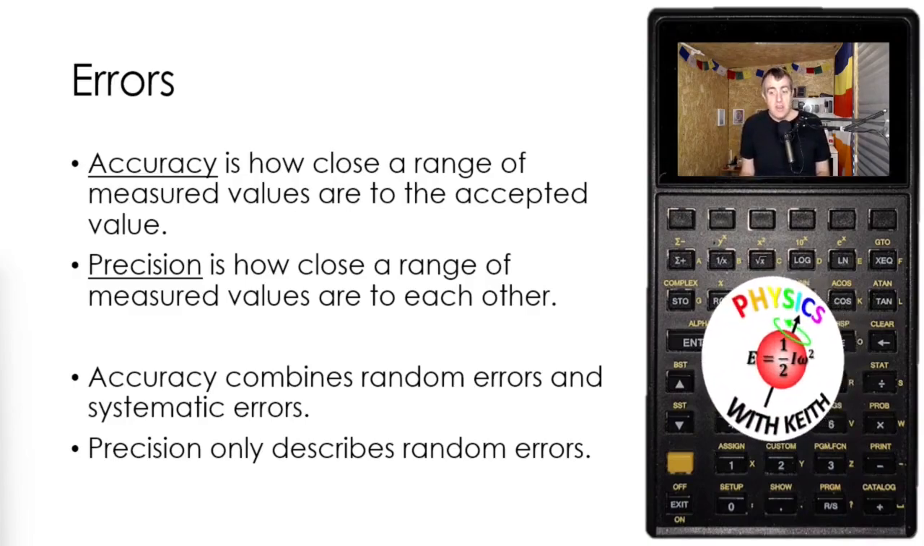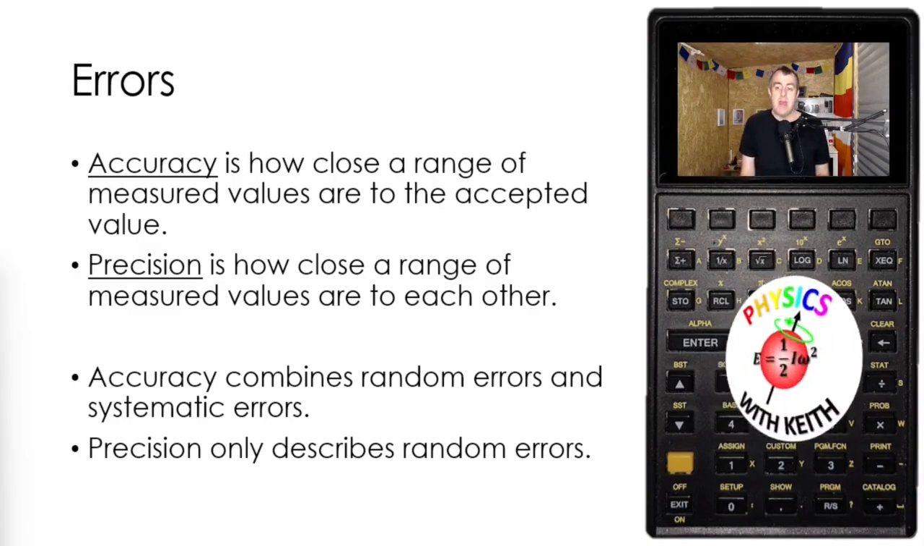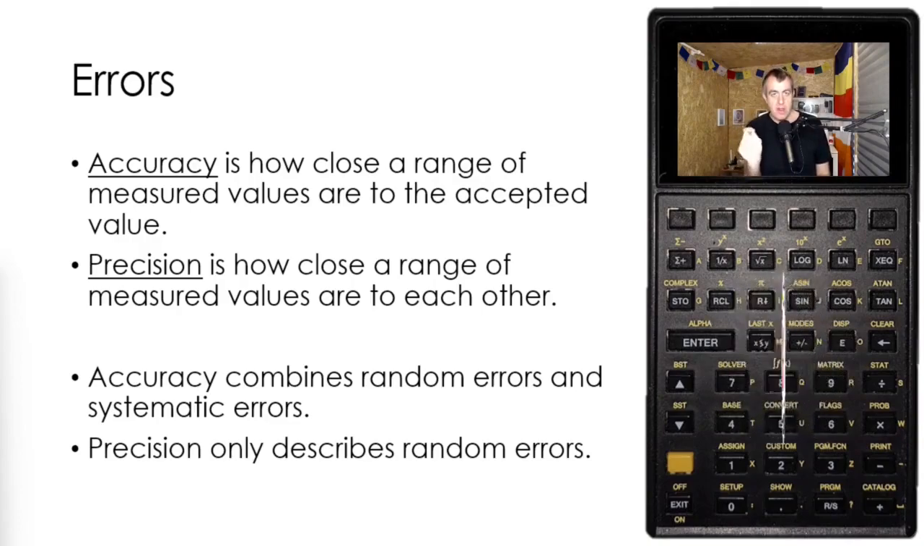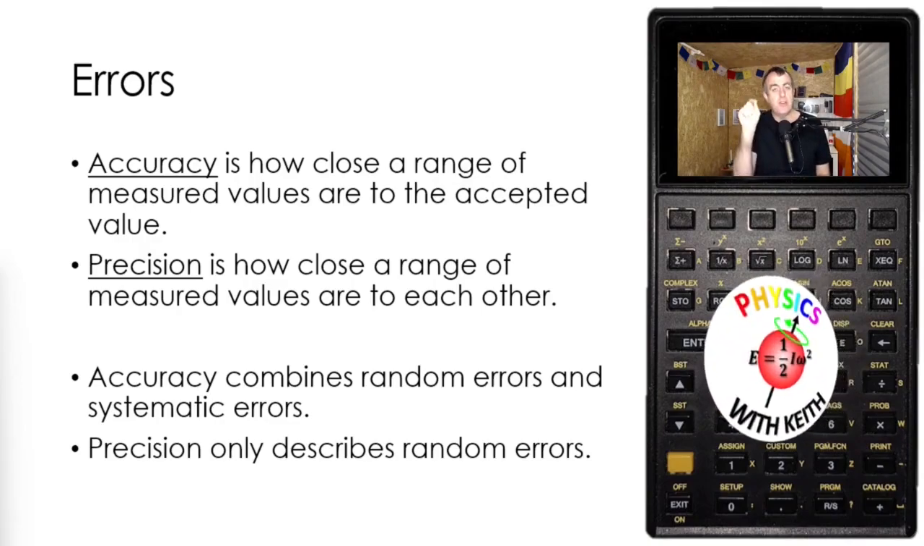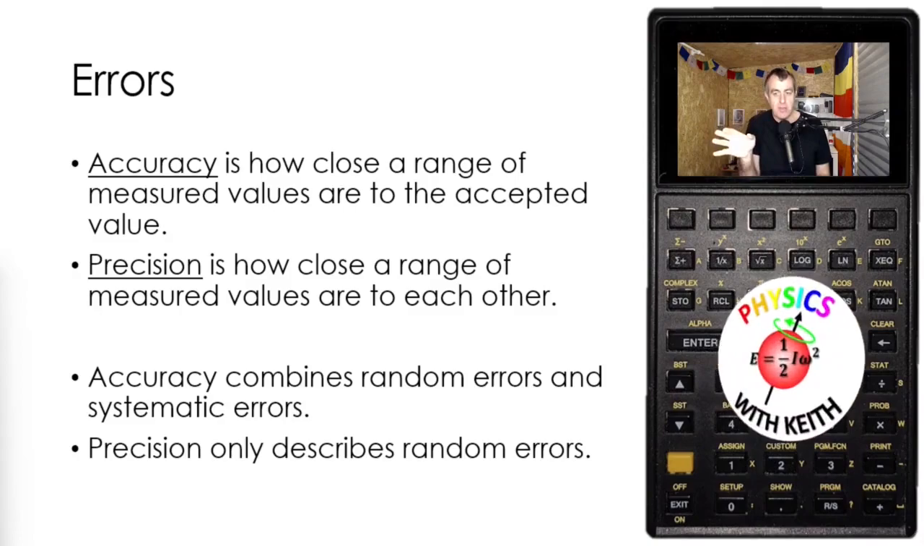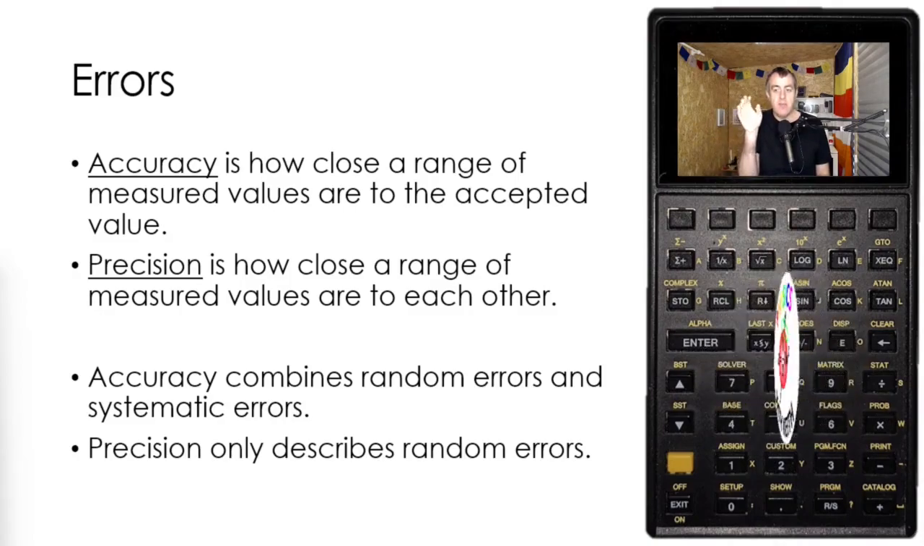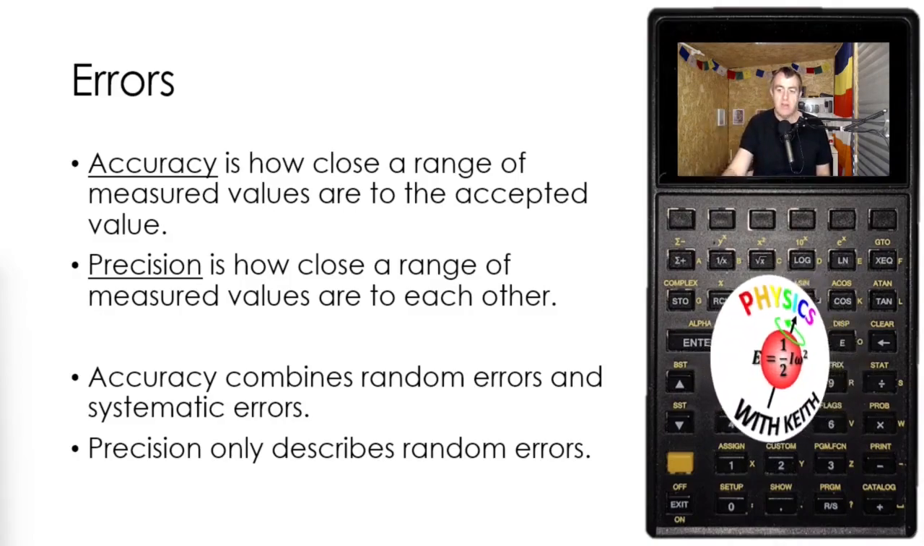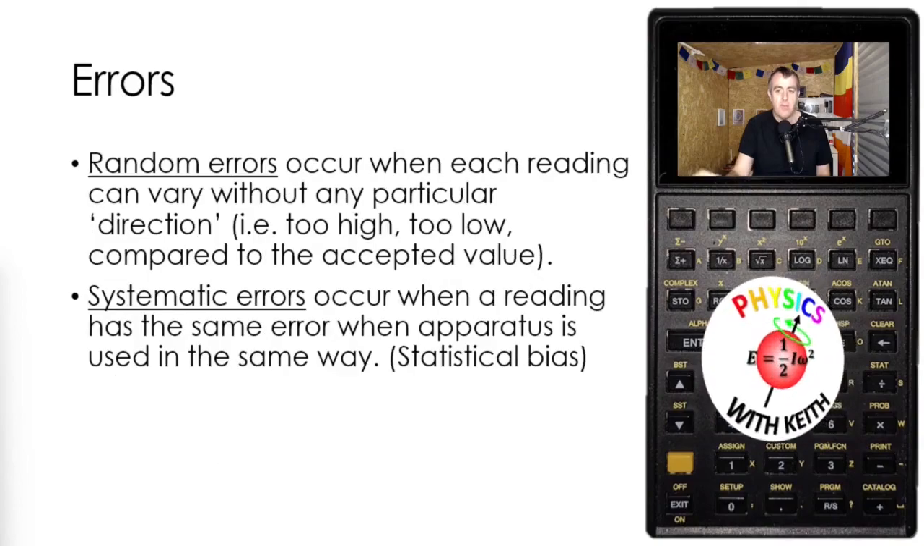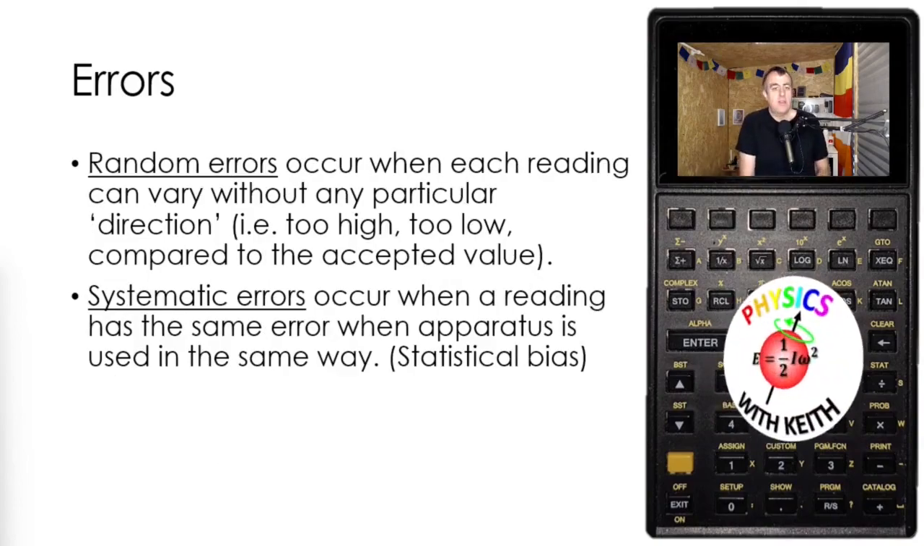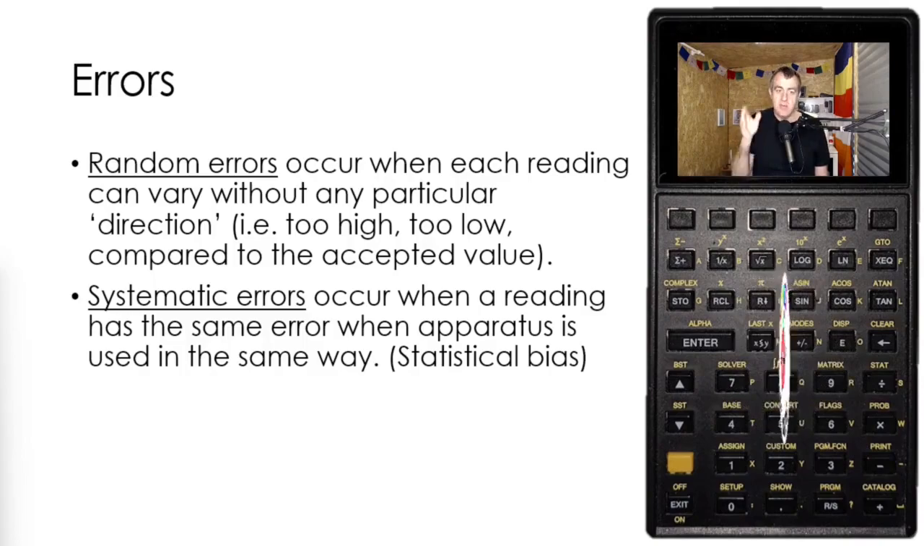So for accuracy, we have random errors, which cause a bit of spread. And you've also got systematic errors. We'll talk about what that means in a second. Precision is only to do with random errors, not systematic errors. So random errors, you're always going to get them with every measurement you take.